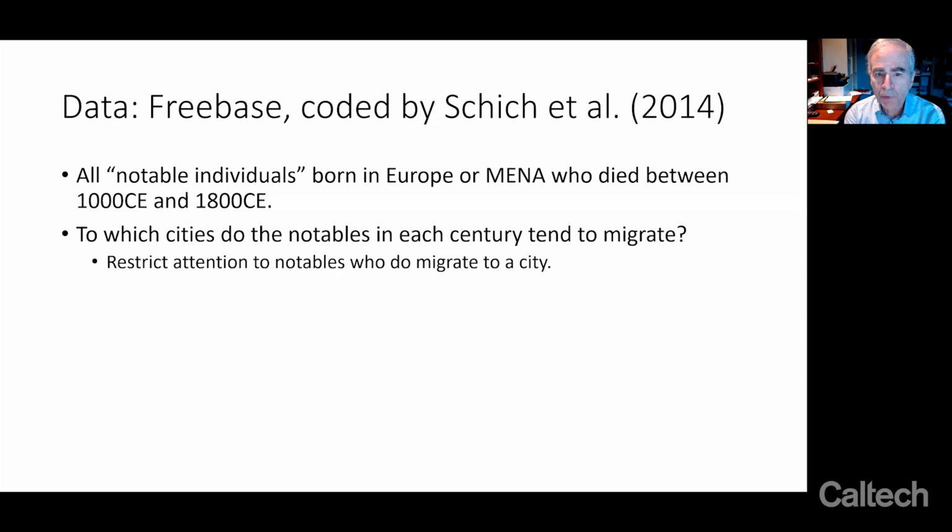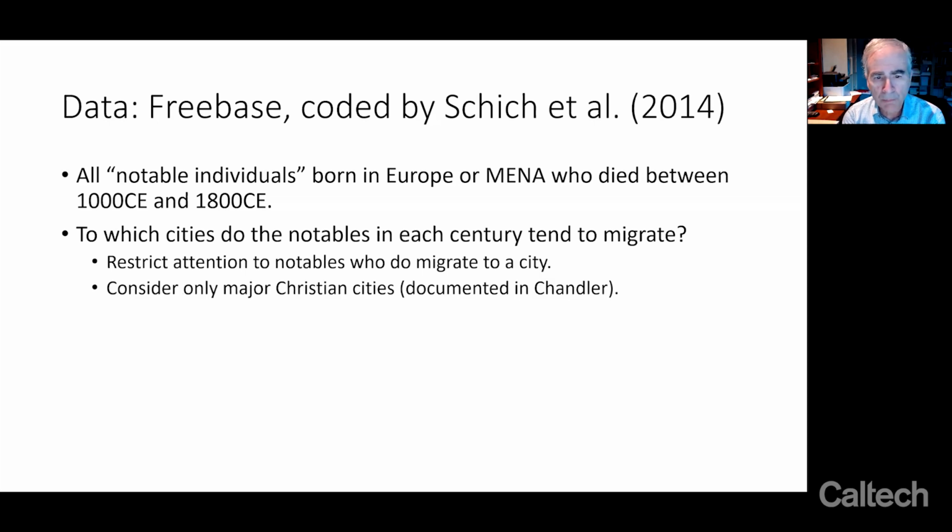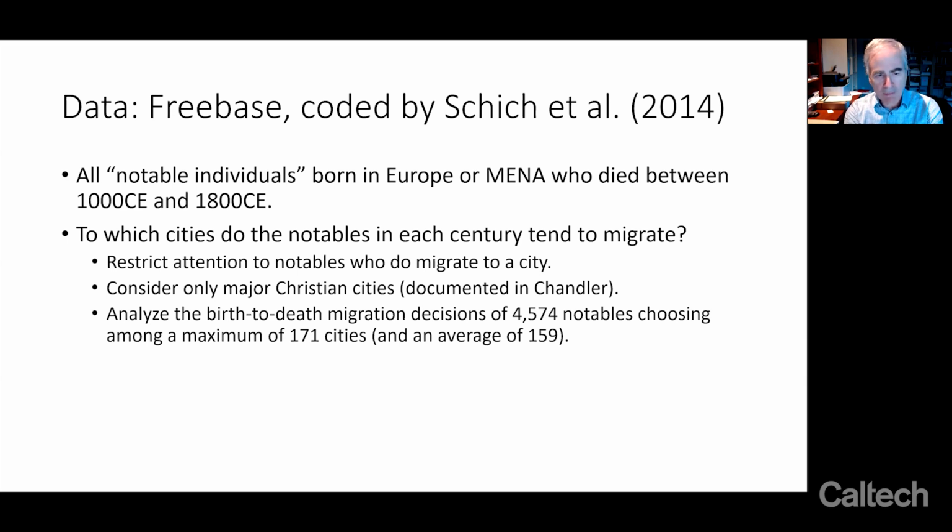We will restrict attention to notables who do migrate to a city. So in this analysis, it's conditional on ending up in a city, dying within 5 kilometers. And we'll only consider major Christian cities. So the Islamic governed cities are out of our sample. As a practical matter, the only people who make it into our sample are Latin Christians, a few Orthodox Christians, and a few Jews. So we're going to look again at the birth to death migration decisions after applying these restrictions. We have 4,574 notables, choosing among a maximum of 171 cities in a particular century, an average of 159.